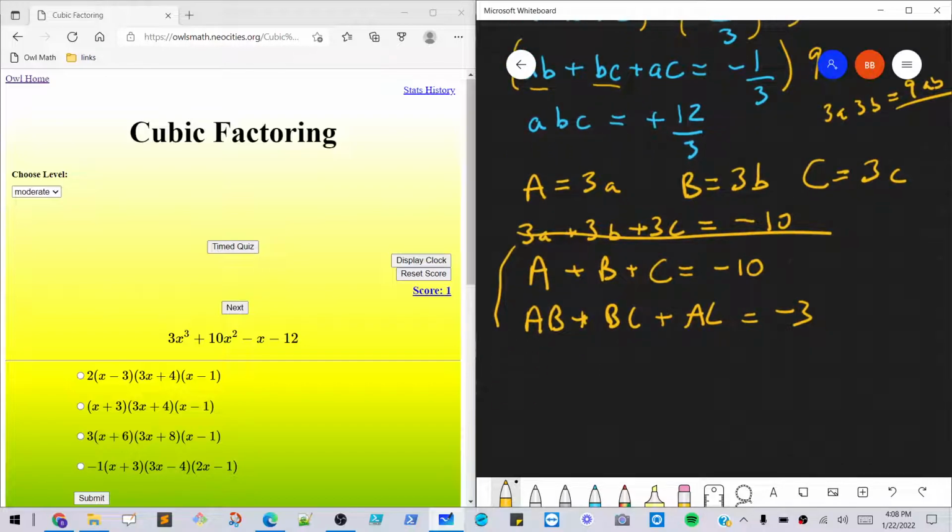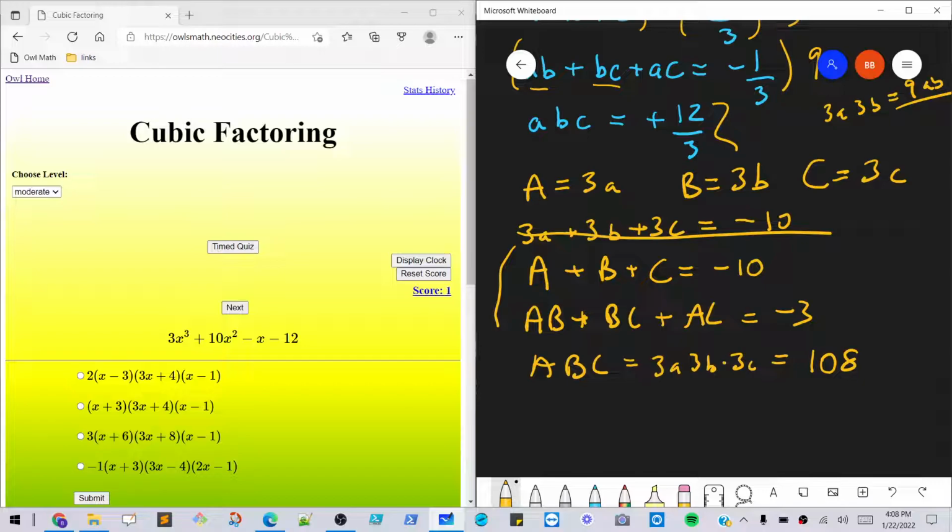And then the third one, we're going to multiply by 27. We're going to have the product of the roots. So we're going to have A, B, C. 27 is 3 cubed. So I'm really just doing 3A times 3B times 3C is 27 times this, which is going to be 108, I believe. Yes. Okay.